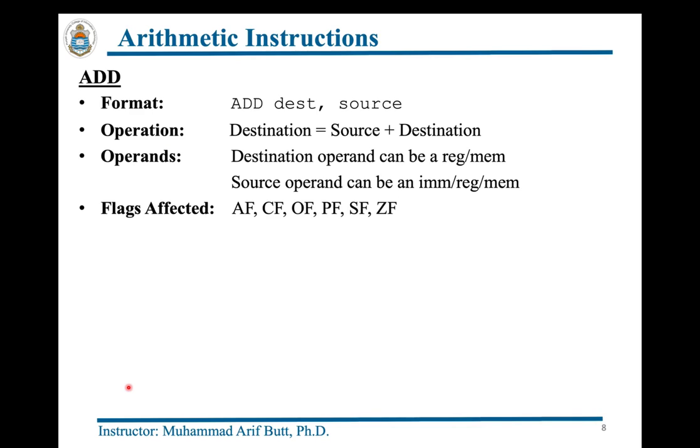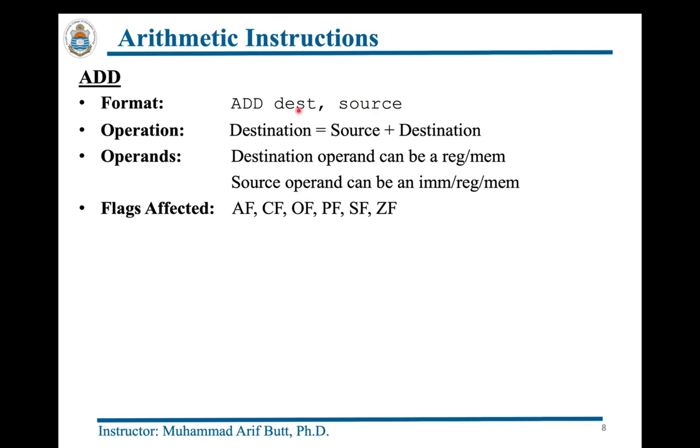Okay, dear students, the first arithmetic instruction that we are going to discuss is the add instruction. This add instruction is a 2-operand instruction with the first operand as the destination if you are using the Intel syntax. The destination operand can be a register or a memory location, while the source operand can be a register or a memory location as well as an immediate value. And of course, when an immediate value is used as an operand over here, it is sign extended to the length or the size of the destination operand.